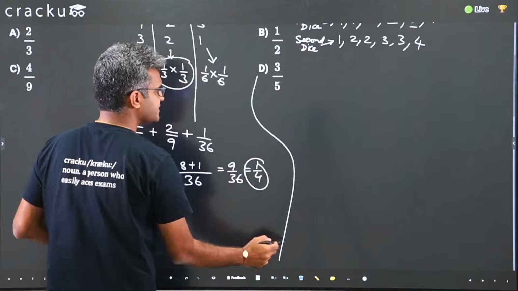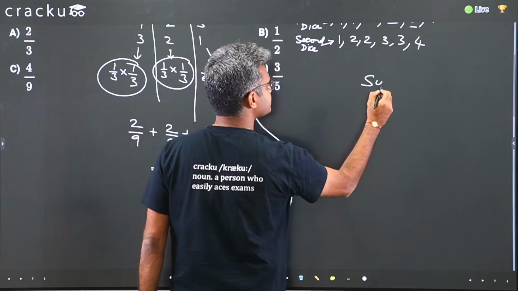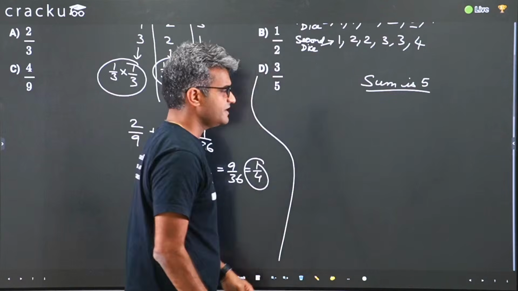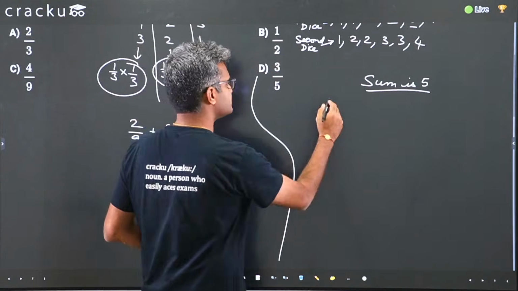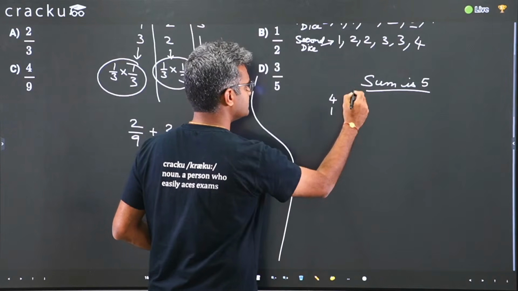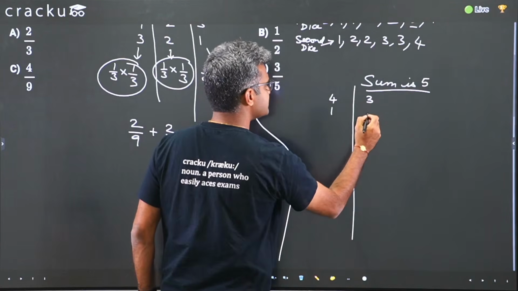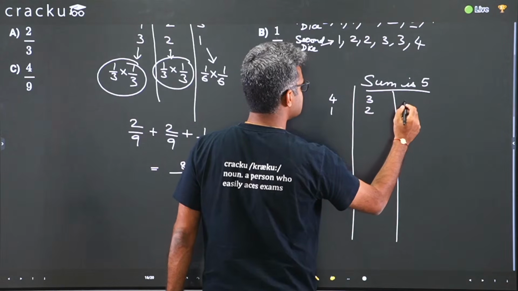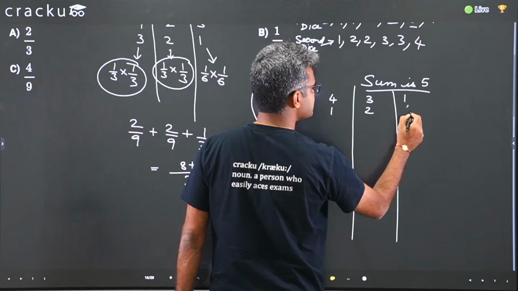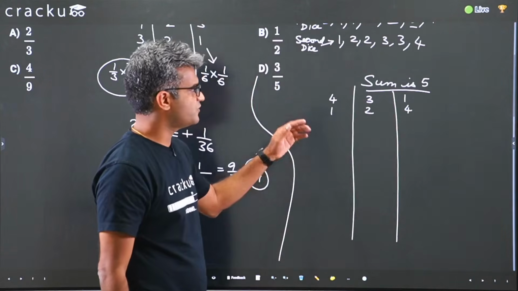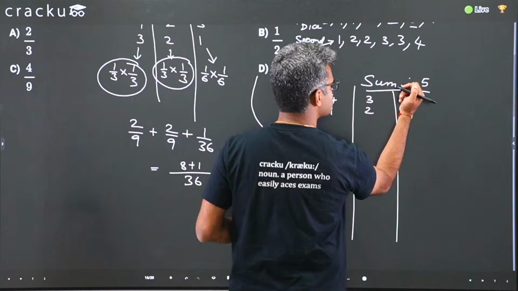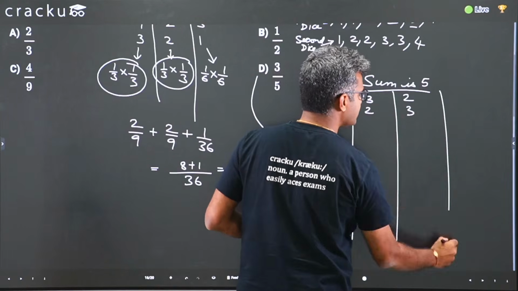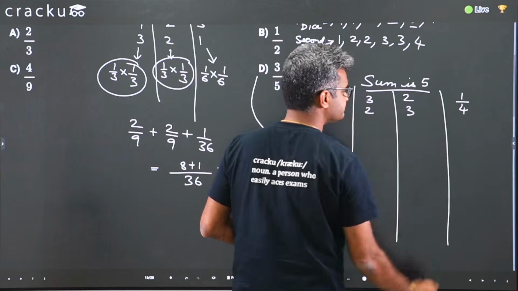Now what is the probability that the sum is 5? For the sum to be 5, we have 4 cases. Either the number on the first die is 4 and the second die is 1, or the number on the first die is 3, second die is 2, or number on the first die is 1 and second die is 4. Either it is 4 1 or 3 2, sorry, there is also 2 3 and 1 4. So these are the 4 cases that are possible.